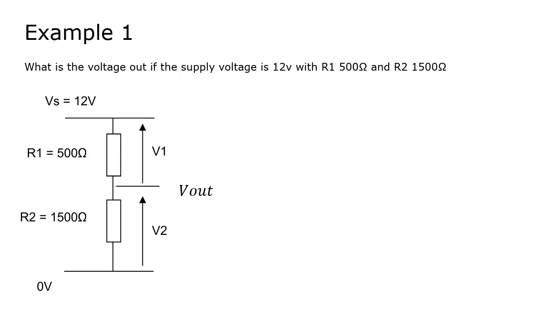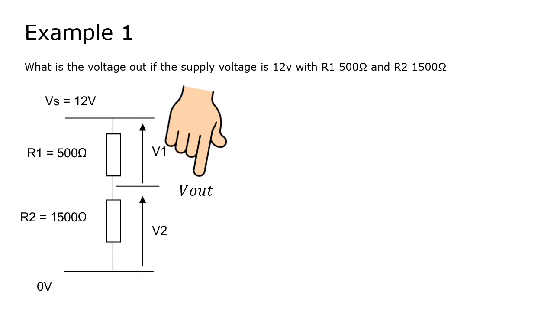Anyway, for a wee example, we'll use the first one first. Got a circuit, your voltage supply is 12 volts, you've got R1 500 ohms and R2 1500 ohms, and we'll have our voltage 1 and 2 there as well. But what we're looking to do is find our V out. What's the voltage out?